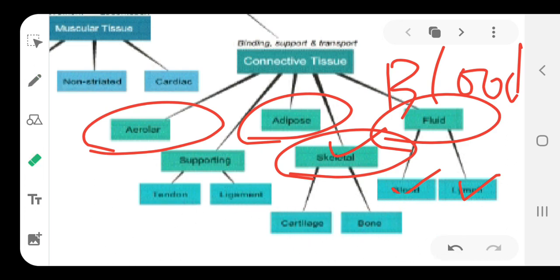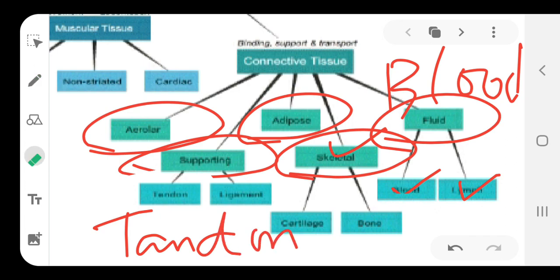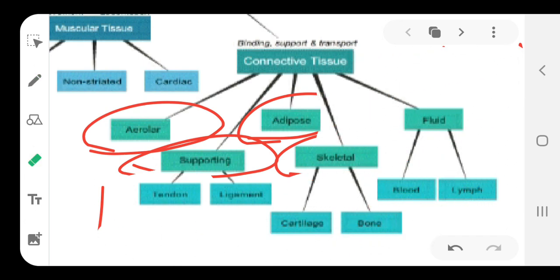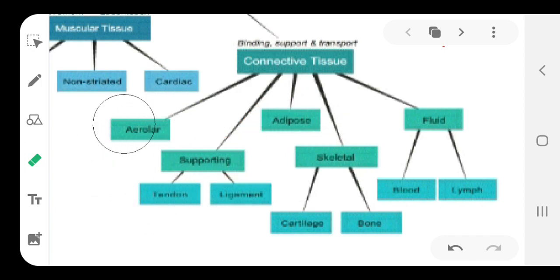Thereafter, we have supporting connective tissue. As the word says, they support some part of the body. They are tendons and ligaments. Write down the names: tendons and ligaments. We will read about them in detail when we study each tissue separately. After running through the whole flow chart, pause the video, and read and write the names so that everything is clear.